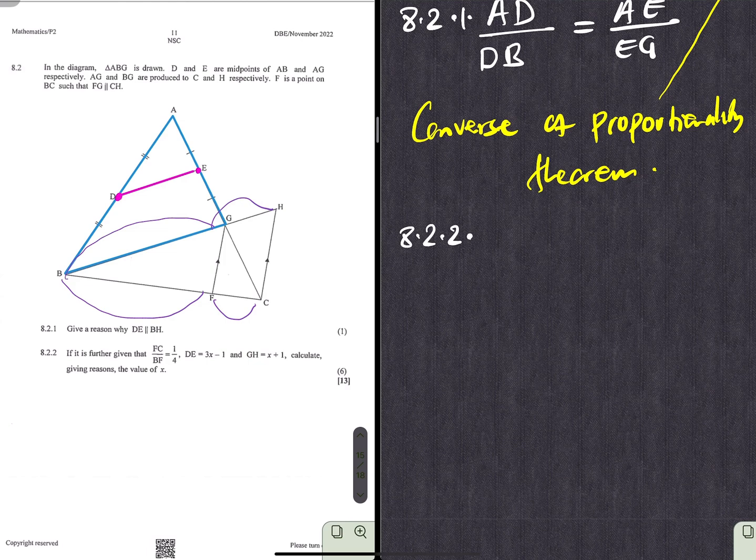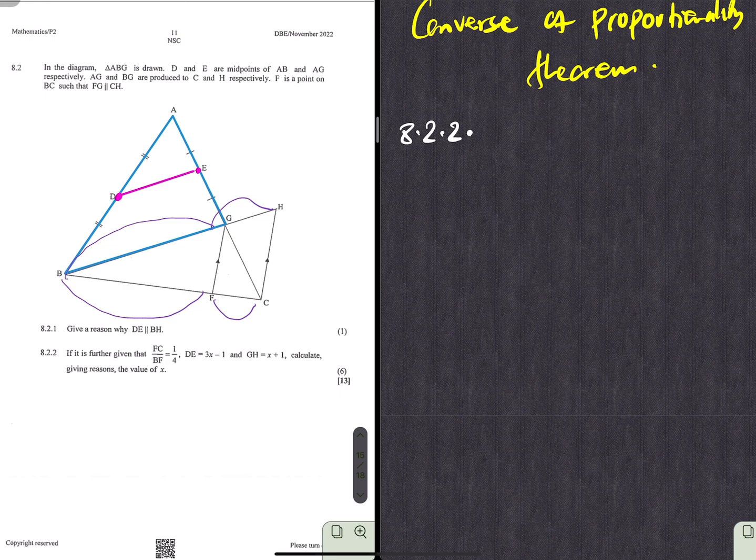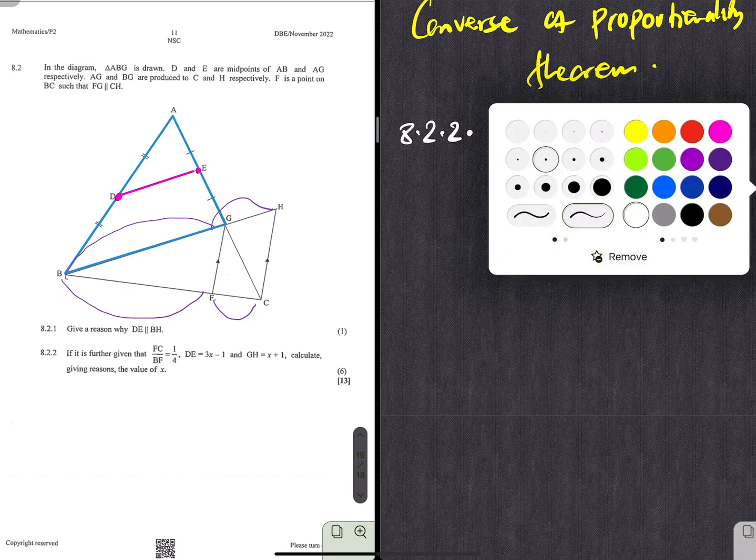Their sides are in proportion because FG is parallel to CH. They give you DE, that is x minus 1, and GH is x plus 1. Calculate, giving reasons, the value of x. Yeah, this should be very easy. How do you then pen it down?